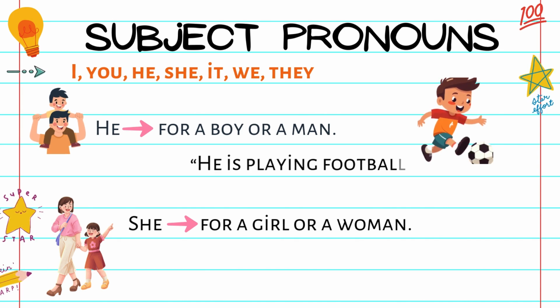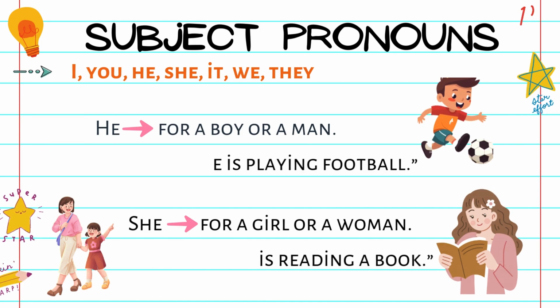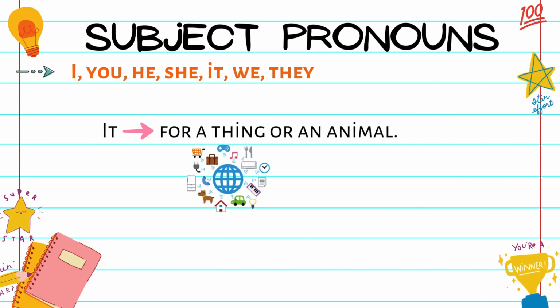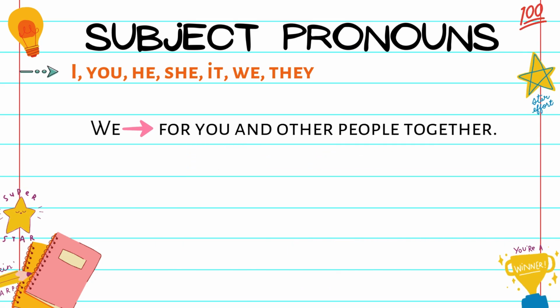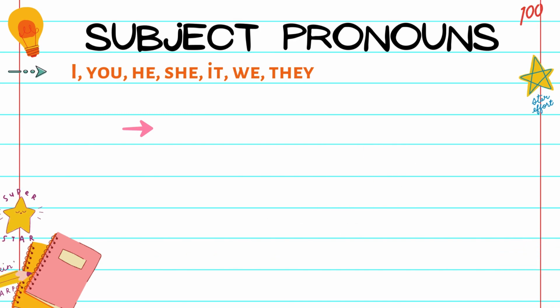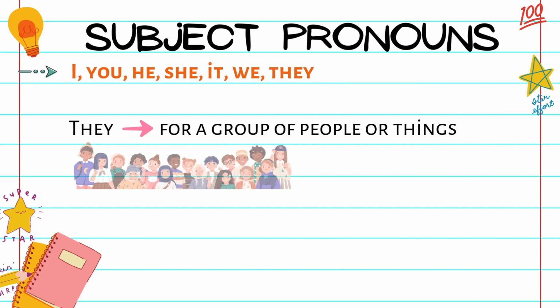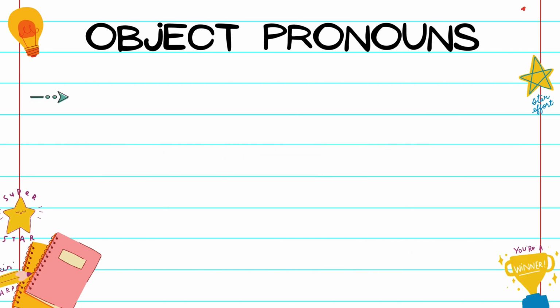She, for a girl or a woman. Example, she is reading a book. It is used for a thing or an animal. For example, it is a sunny day. And we, for you and other people together. We can say, we are going to the park. The last one is they, for a group of people or things. Example, they are dancing. Now, let's learn about object pronouns.